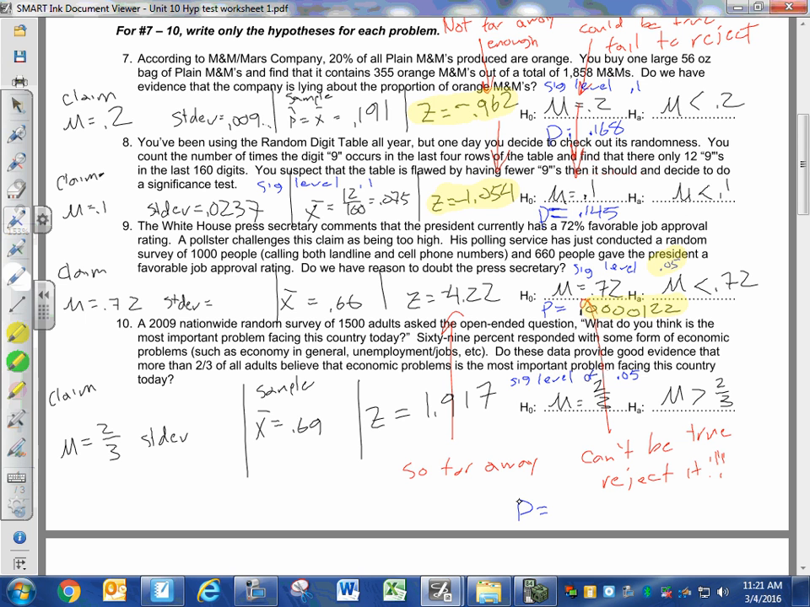Check your answers with a neighbor. What did you get? 0.027 is what you should get. If you didn't get that, fix it. 0.027. This is your p-value.